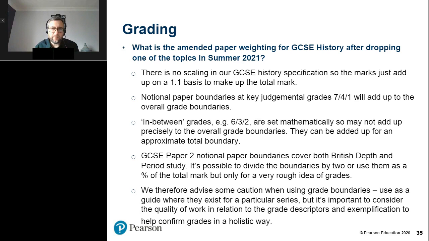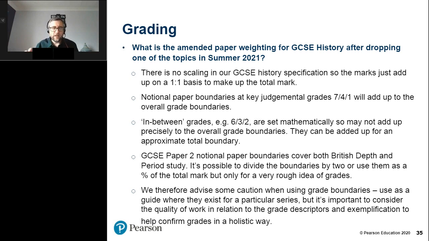Now, the grades in between, the 6, the 3, and the 2, are not set judgmentally. The examiners don't look at the scripts and go, oh, that could be a 6. They're literally set mathematically. So the 6 is literally a third of the way between the 7 and the 4, if that makes sense. That's how it works. Sometimes the marks are half marks, but you can't have a grade boundary which is half a mark.